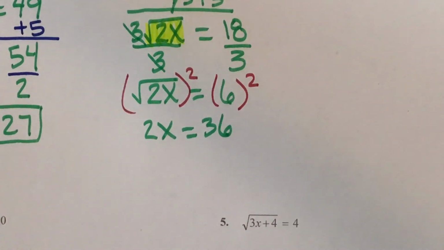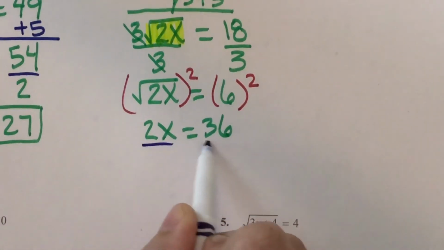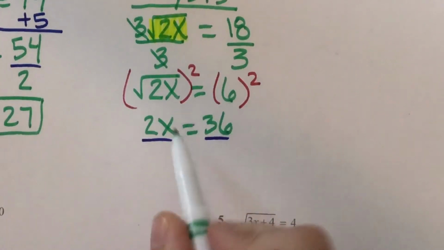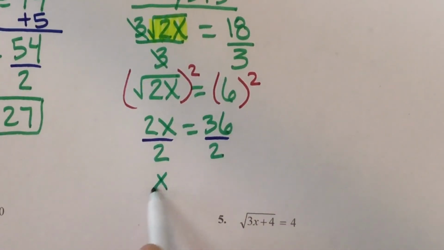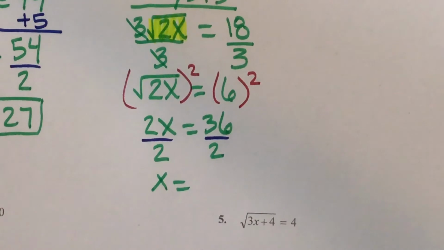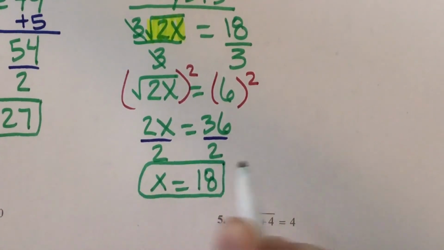And then to get x by itself, you divide. So I divide both sides by 2. And do you know what 36 divided by 2 is? 18. And there's my answer, and I'm done.